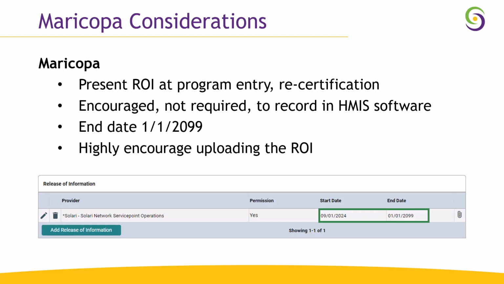The Maricopa Privacy Notice and ROI is slightly different from Balance of State as well. So in Balance of State, we were showing the end date was recorded 1 year out from the ROI start date. In Maricopa County, we'll use the end date of 1/1/2099 for the purposes of recording the ROI in HMIS.